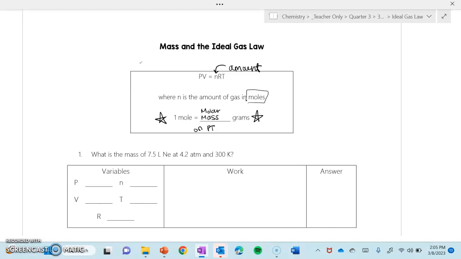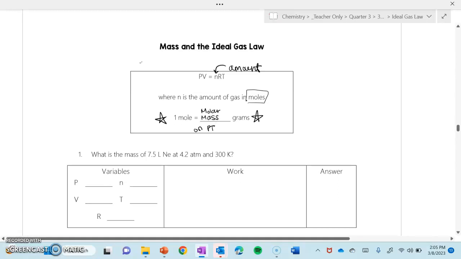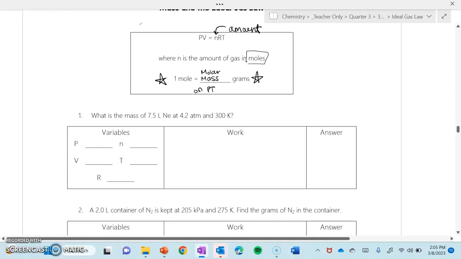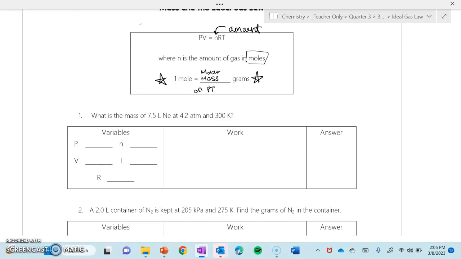So for our math skills this week, most of these problems, actually all of these problems, are going to be kind of 2 parts. One part, you will have to convert a mass into moles so that you can make sense of it in the equation and plug in the proper value. And then you will need to take those moles and actually use the ideal gas law of PV equals nRT to solve for the variable.